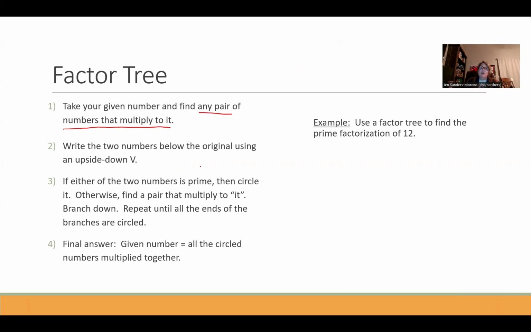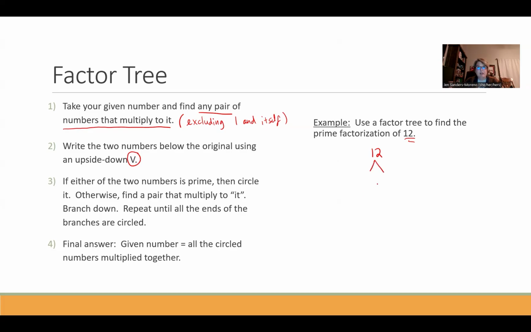Over here I've got the number 12. So we would find any two numbers that multiply to 12. So we could do 2 and 6, 3 and 4. It can't be one times itself. So I lied, it can't be any pair, excluding one and itself. So if you did 1 and 12, that's not good. We're going to write those two numbers and have them branch off.